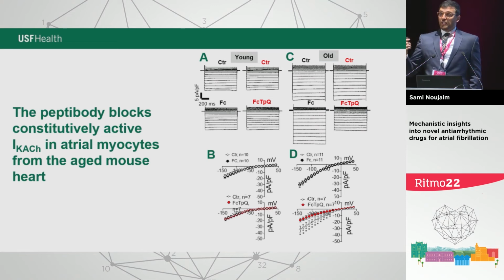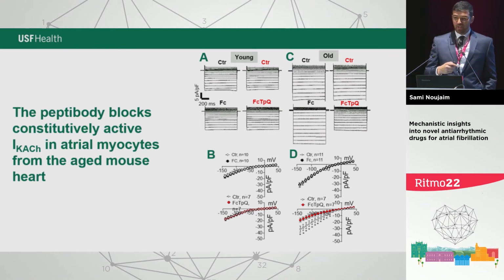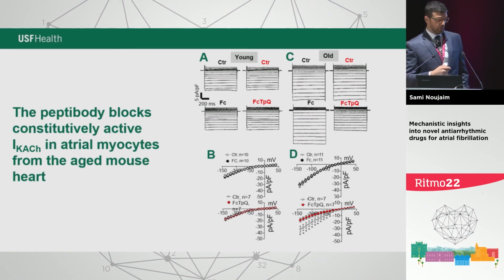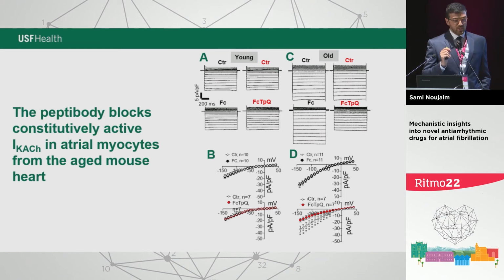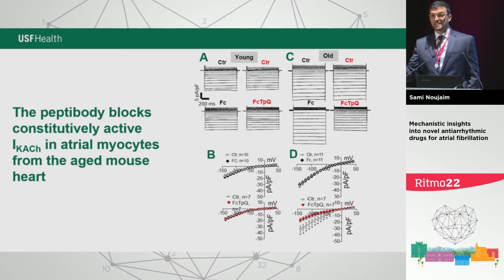Then we wanted to test it in an animal model of atrial fibrillation. And of course, if we wanted to test it in a sheep or in a pig, then we need a lot of peptibody to be generated, and that's a very expensive experiment to do. So we took a shortcut and we tested that in mice. However, the problem that we had was that we were unaware of a mouse model of atrial fibrillation where IKACH is constitutively active, so that we may test the hypothesis in the proper animal model.